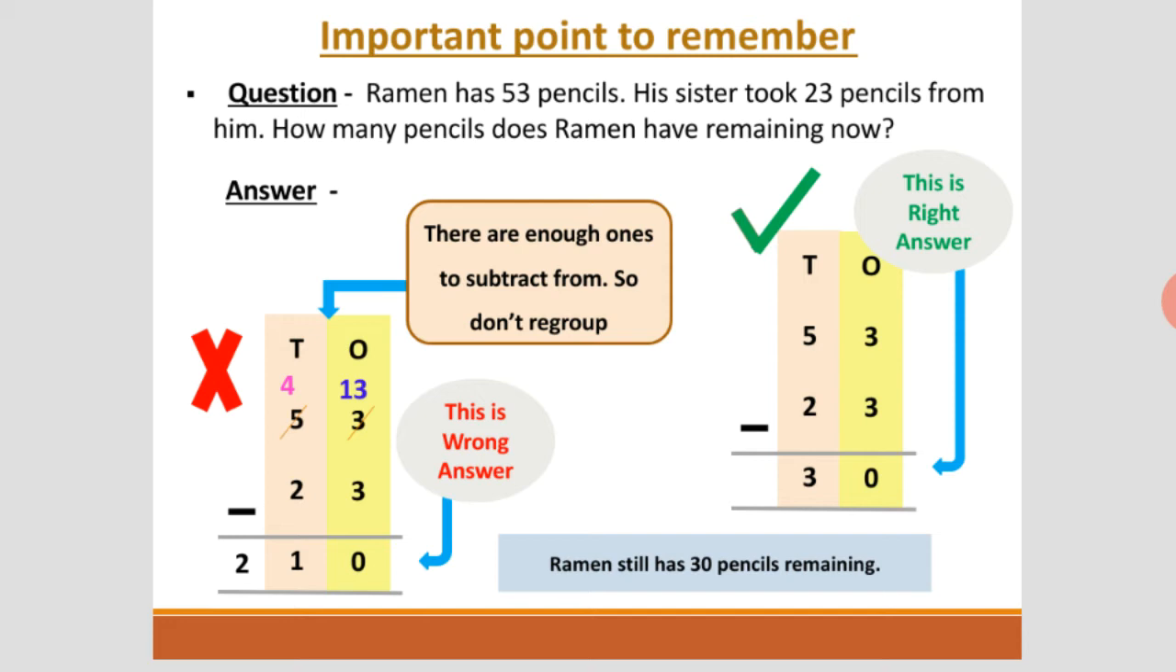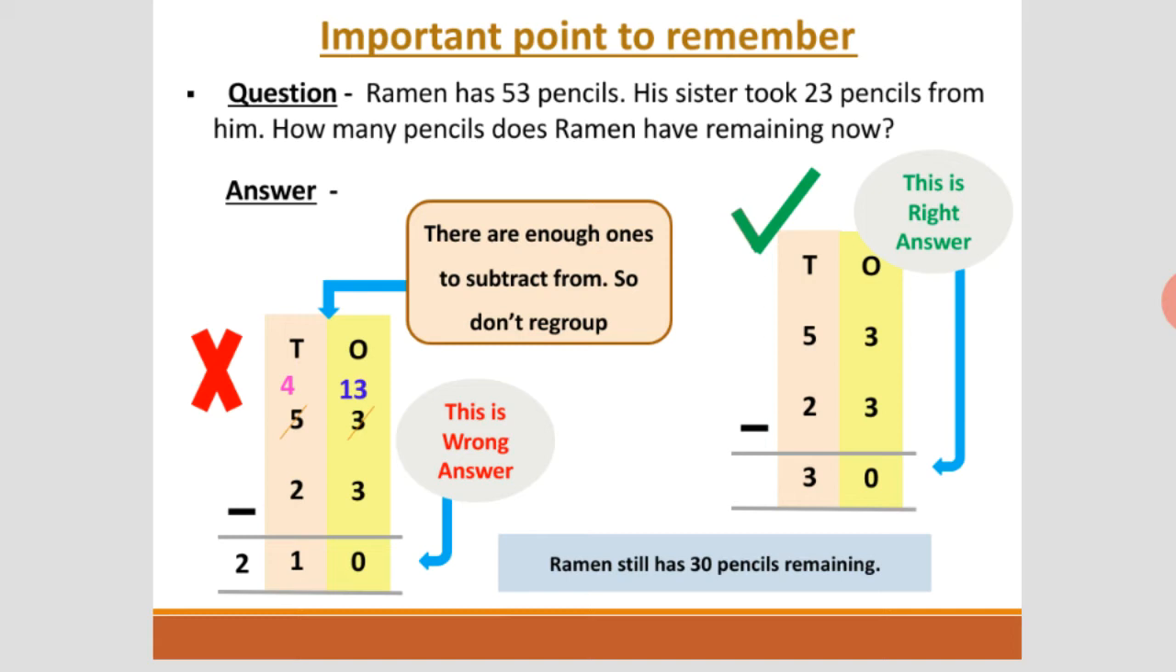Now here let's take the question. The question is, Raymond has 53 pencils. His sister took 23 pencils from him. Now how many pencils does Raymond have remaining? First, let us arrange the digits based on the place value and find out the answer. Here we see the two examples, correct and incorrect answer.